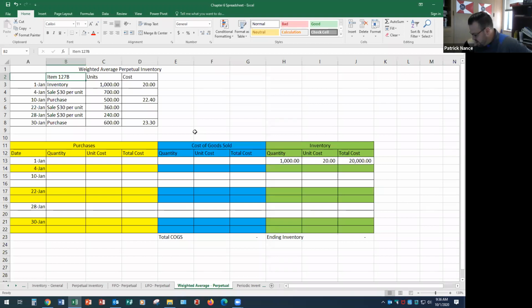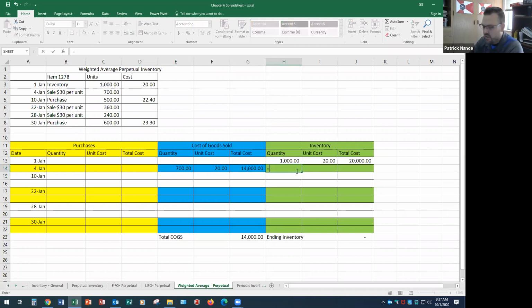So again, January 1st, we have our beginning inventory, same thing we've had in the past. On January 4th, we made a sale. That really isn't going to change either because I only have the one layer of inventory. So $7,000, $20 per unit. Gives me $14,000. I have 300 left, $20 per unit. And so now I have $6,000 worth of inventory left.